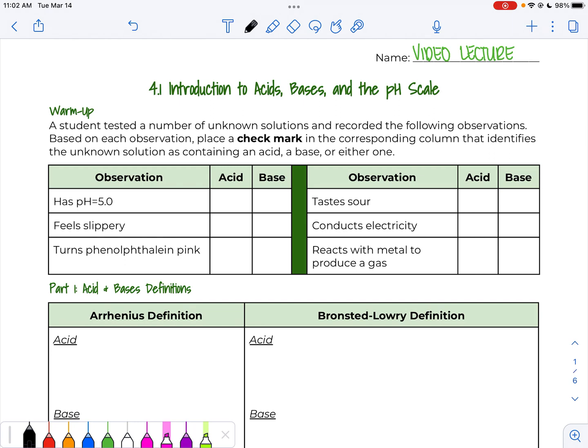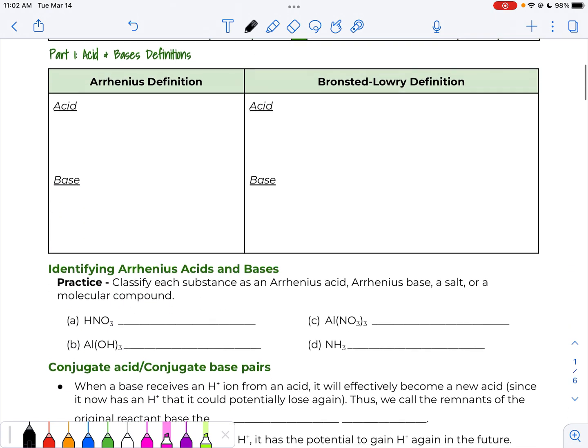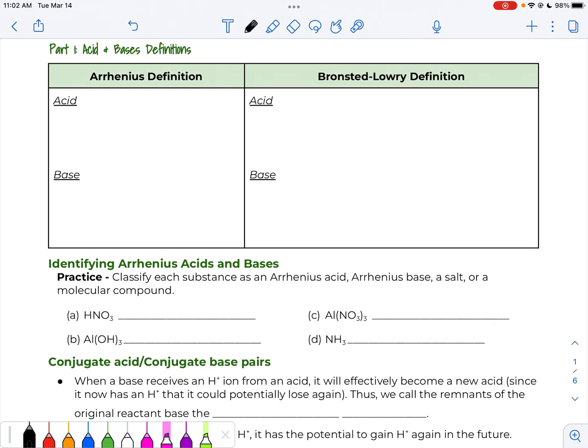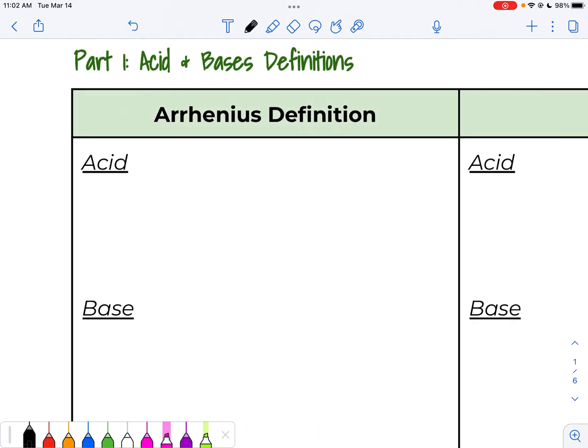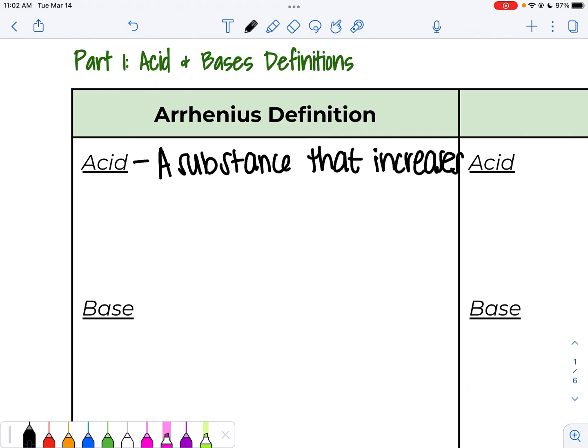Okay, so let's talk about what an acid and a base is according to some definitions. So the first definition that we had of an acid and base was the Arrhenius definition. So according to Arrhenius, he said that an acid is a substance that increases hydrogen ion concentration.